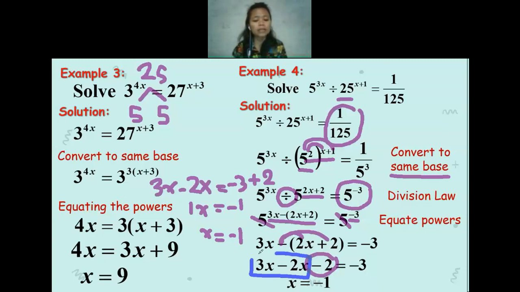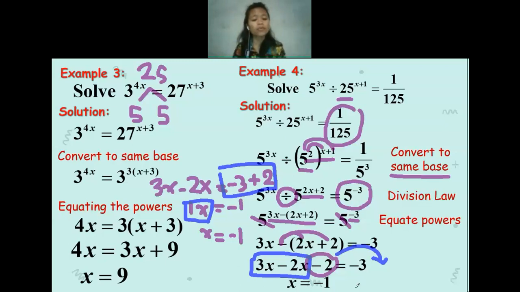After that, we simplify one by one. We simplify the 3x and 2x. 3x minus 2x, the answer will be 1x. The negative 2, I move to the other side, it becomes positive. Negative 3 plus 2, the answer will be negative 1. That's why we have x equals negative 1.